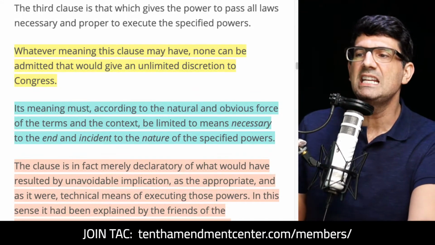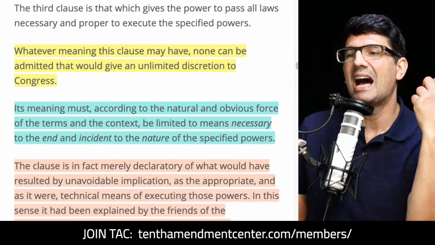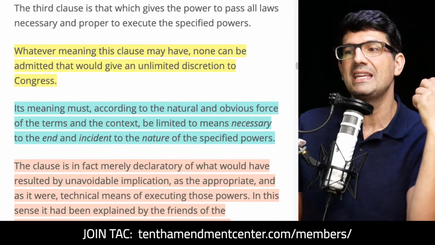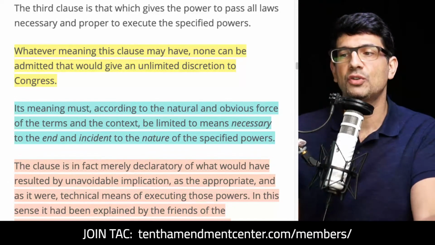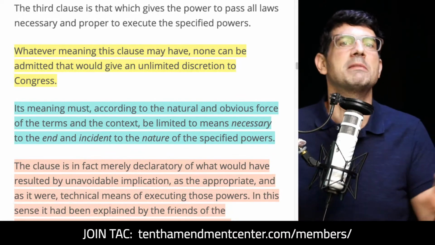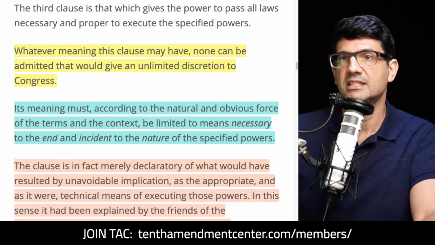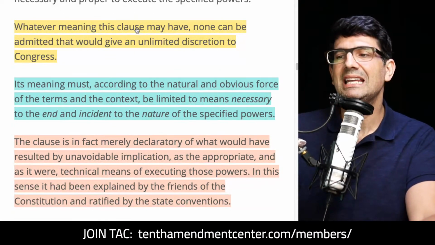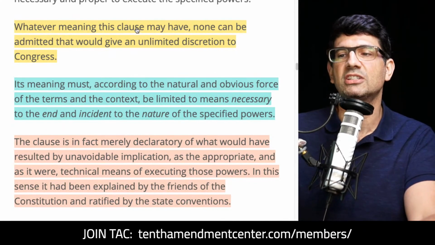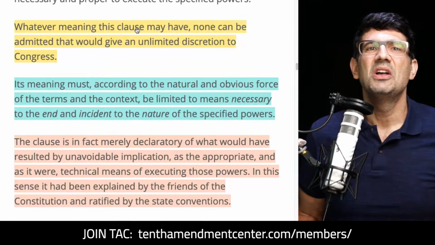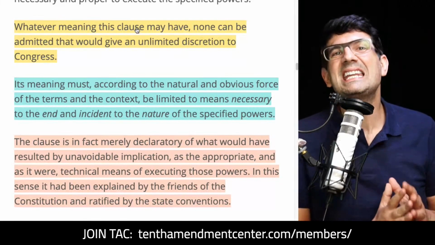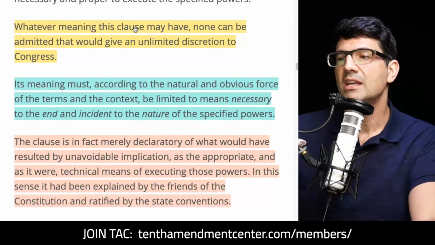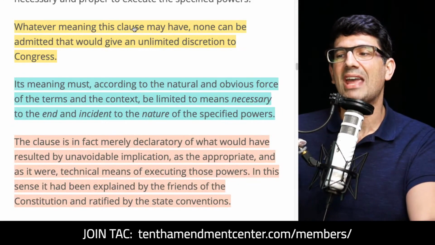He starts out by saying its meaning must, according to the natural and obvious force of the terms and the context, be limited to means necessary to the end and incident to the nature of the specified powers. Those of you who have heard me talk about necessary and proper, you know where we're going on this, and I'll get to that in just a moment. Incident is very important here. He says the clause is in fact merely declaratory of what would have resulted by unavoidable implication. Look, the delegated powers in and of themselves, they didn't even need to add the necessary and proper clause because it was really there in the structure of the document. He says, as the appropriate, as it were, technical means of executing those powers.